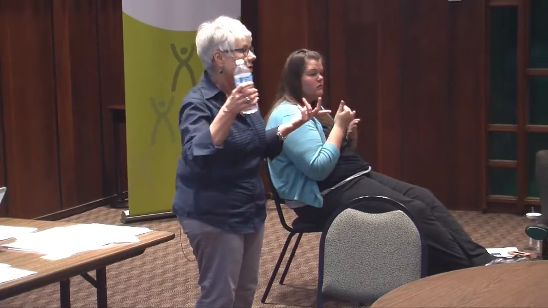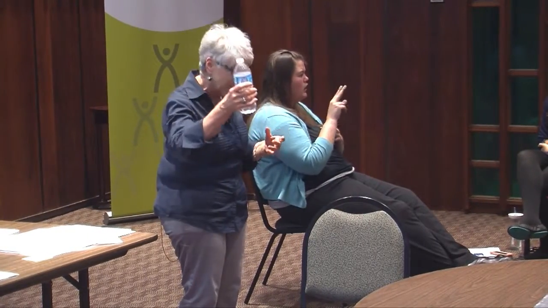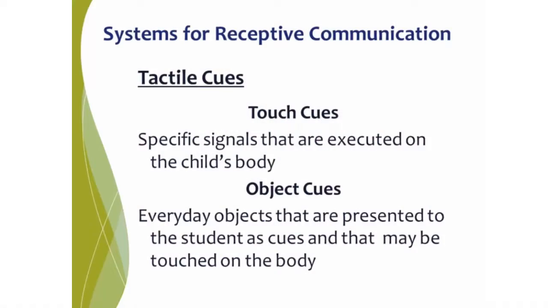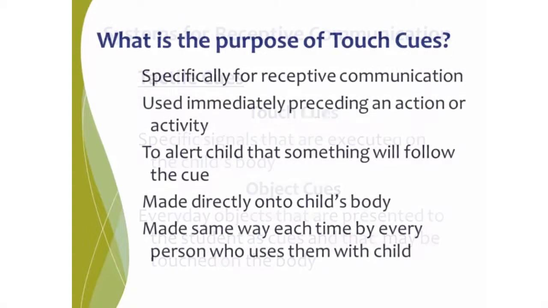Okay, object cues. This would be an object cue, if it was a baby bottle, or a can of Pediasure, or a piece of the feeding tube, a rolled up feeding tube. This would be an object cue for a child that something's about to happen. They're specifically for receptive communication. It's for you to tell the child something's going to happen. It's for them to receive some information. You want to do it right before the activity. It doesn't do any good to wait till you're absolutely ready, letting them know that something's going to follow. It's directly onto the child's body.